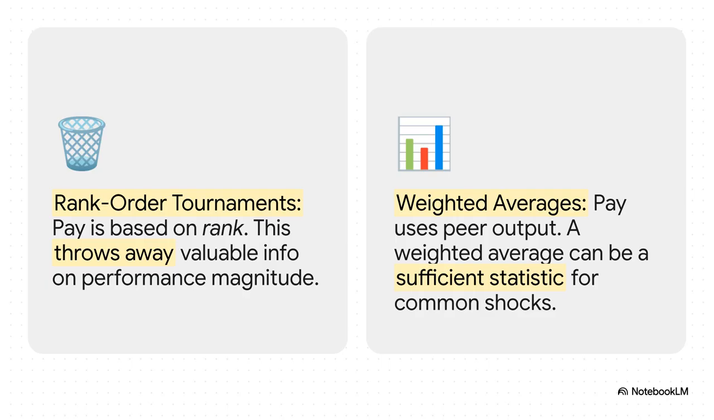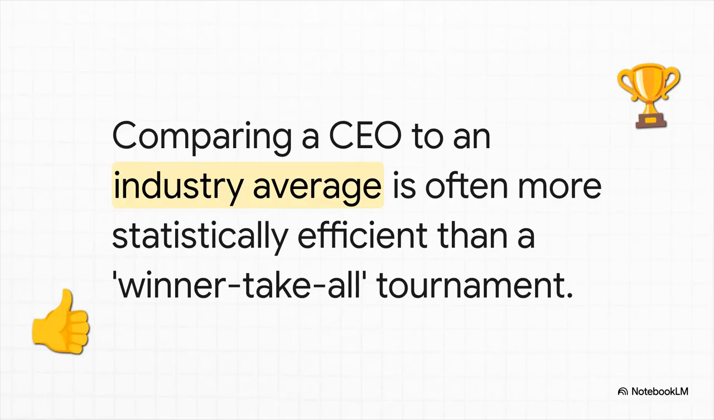A weighted average of how everyone else did, on the other hand, can preserve that information and do a much better job of filtering out those common shocks. The bottom line is this. Comparing a CEO's performance to the industry average is usually a much smarter, more statistically sound approach than a simple winner-take-all tournament. It's a direct application of using all the information you have to filter out the noise.